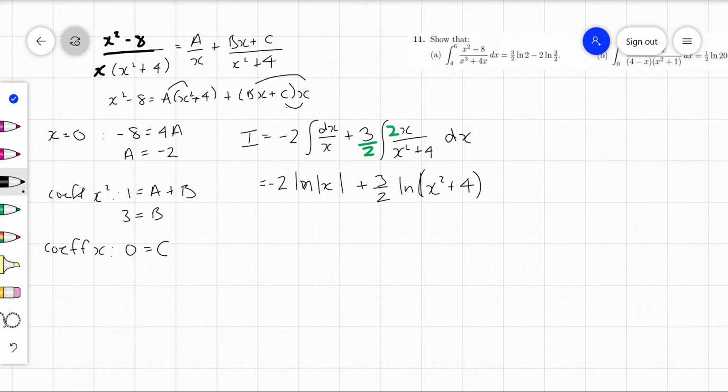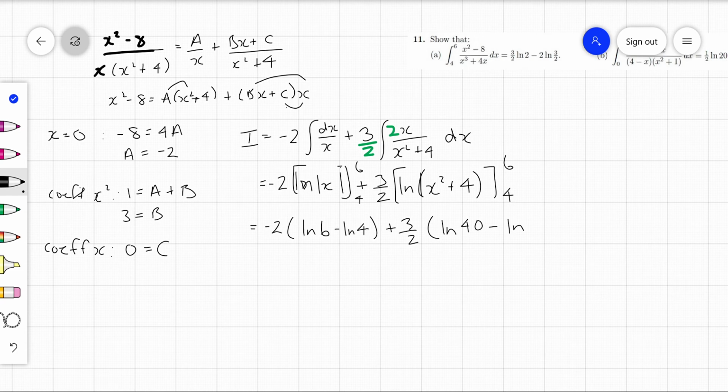Now, this was a definite integral between 4 and 6. So I'll do that here as well. It's between 4 and 6. So we're going to get -2 times log 6 minus log 4. And we've got a 3 on 2 log 36, 40 minus log 16, 20.